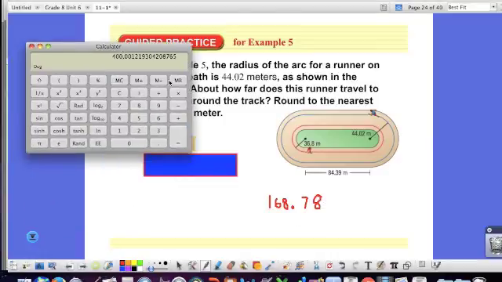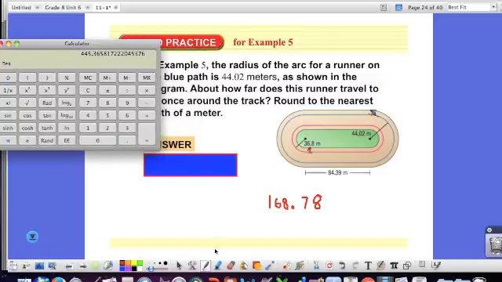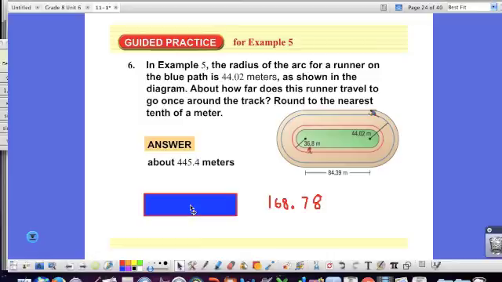Okay? But the circumference of the circle you're running is 44.02 times 2 times pi equals, so the circumference of that circle is 276.58 plus 168.78 is going to give you a total of 445.37. Okay, so they rounded it to 4. So if you're running the blue part of the track, you are actually going to run 45.4 meters further.